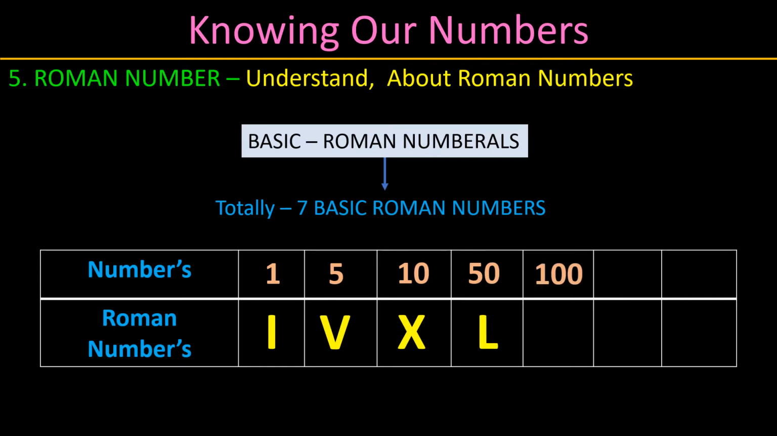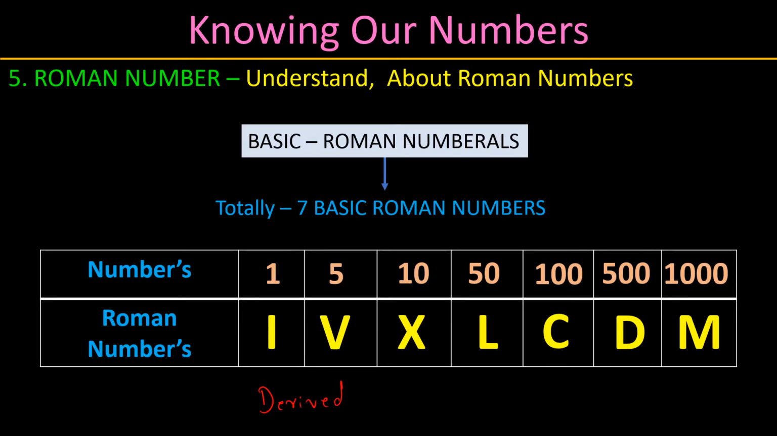The next number is 100, which will be written as C. The next number is 500, which will be written as D. And the next, 1000, will be written as M. What I wanted to tell you here is that these are the basic numbers. From these numbers only, all the rest of the numbers will be derived.